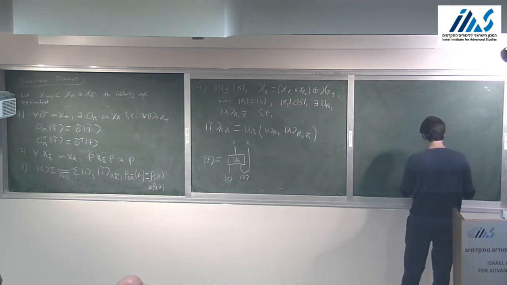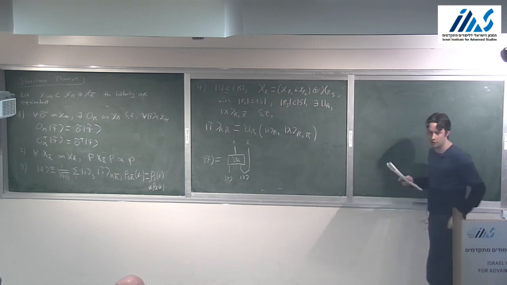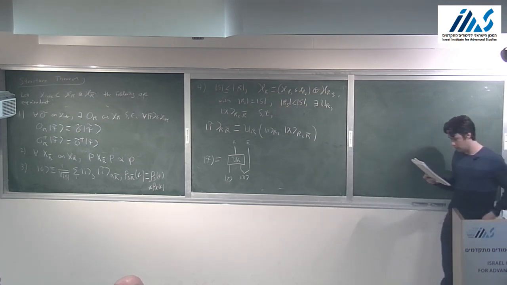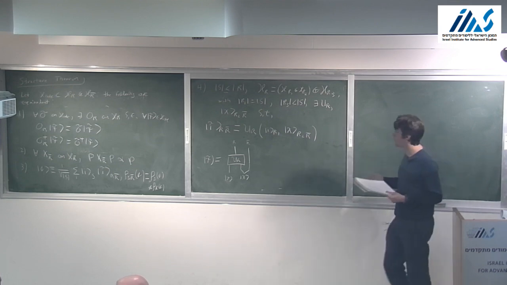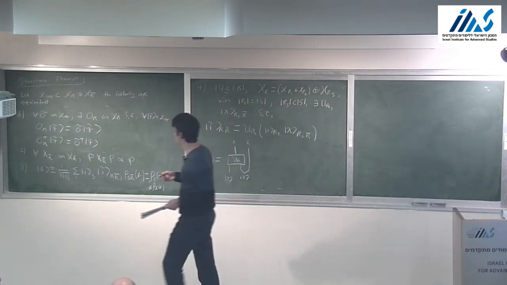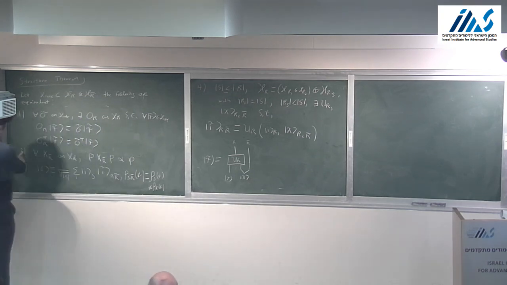Now let me say a little bit about how to prove this, because I think it's good to see how to think about this kind of thing. As with any of these things, the way you do the proof is you show that 1 implies 2, implies 3, implies 4, implies 1.